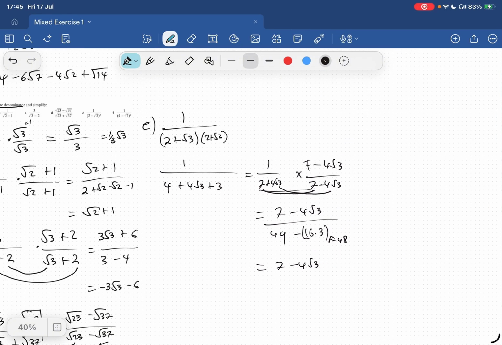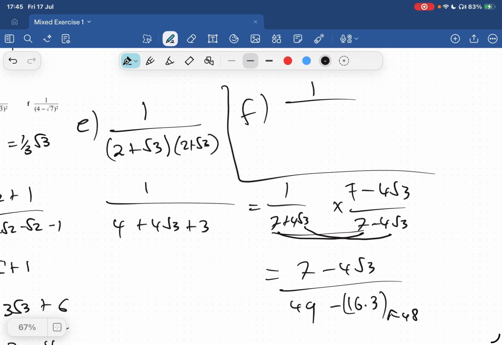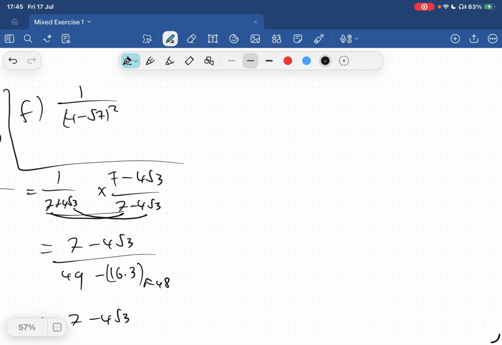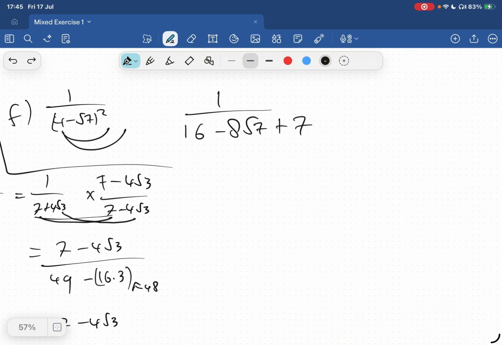Now let's look at F. Give ourselves space over here. So we have the exact same thing. We need to expand this being squared first. So we have 16 take away 8 root 7 plus 7. And if I'm doing these steps a bit too quickly, then just sanity check it for yourself to make sure you follow what's going on. 23 take away 8 root 7.